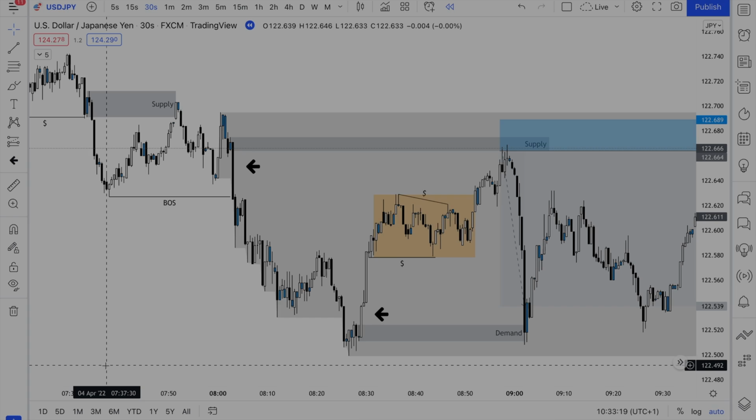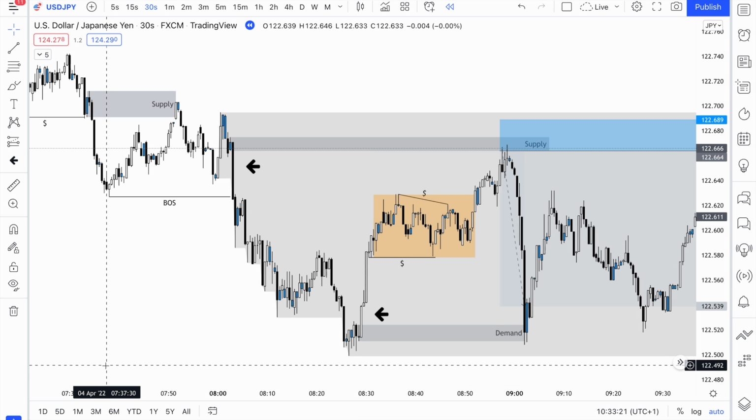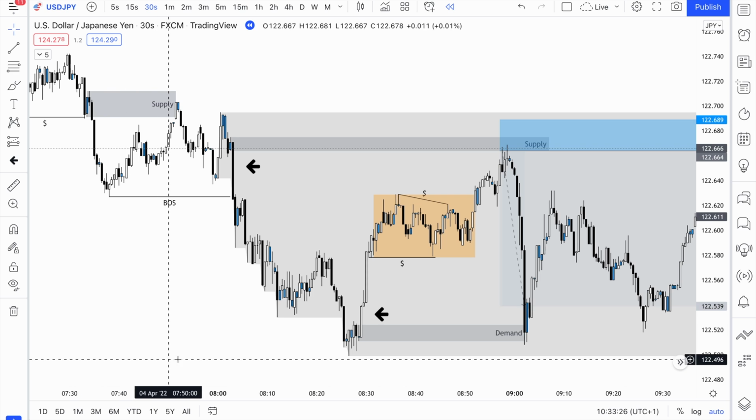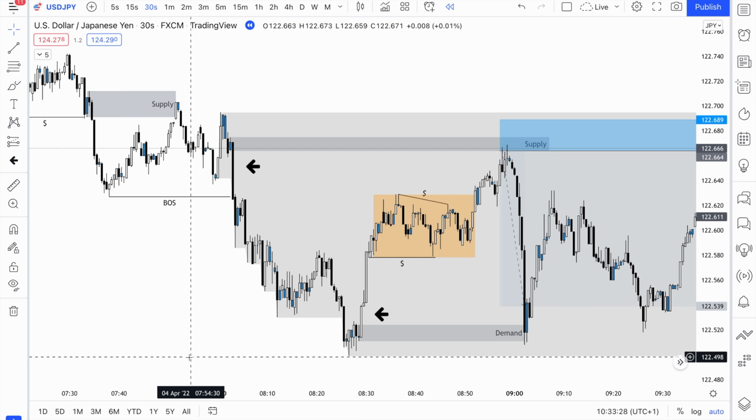So here we have a chart example of inducement. Now this was actually a trade that was taken by myself on the 4th of April, and this was also sent into our community, and it was also posted on Instagram Live.